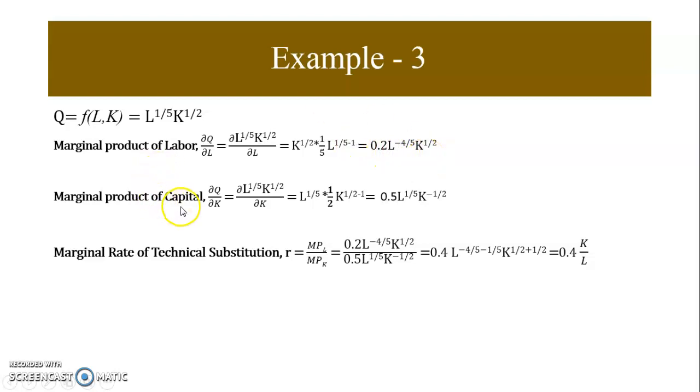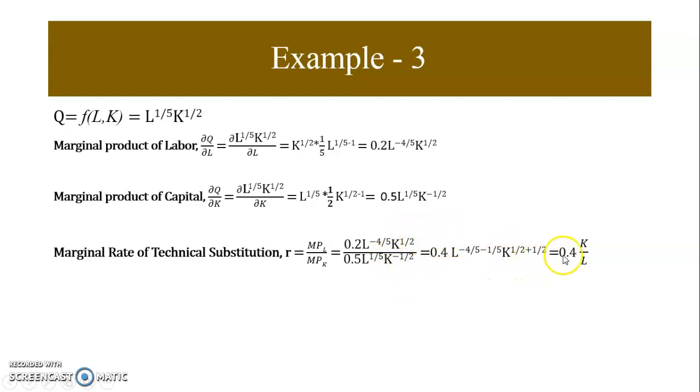Similarly, you can calculate the MPK by keeping L as constant. So this is your value. Now, in the formula of elasticity of substitution, you also require the marginal rate of technical substitution, that is R. The formula for R is MPL divided by MPK. When you simply divide this, 0.2 divided by 0.5 is 0.4. L is raised to the power minus 4 by 5 minus 1 by 5, because this is in the denominator, so it will be subtracted here. Similarly, for K, 1 by 2 plus 1 by 2, because minus 1 by 2 is in the denominator, so it will be added.